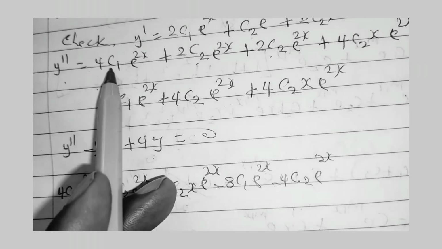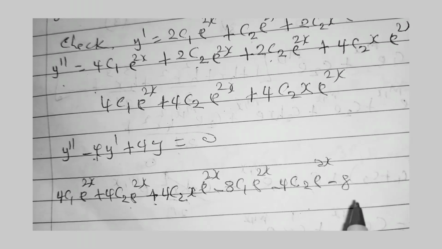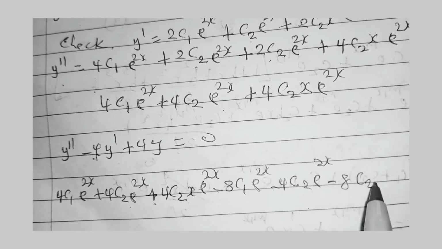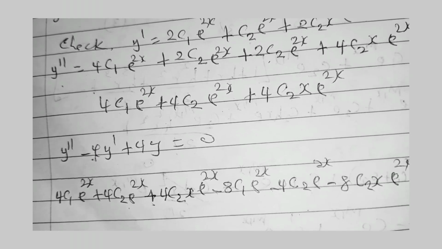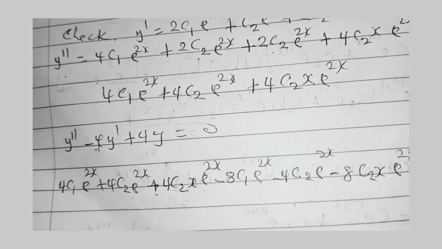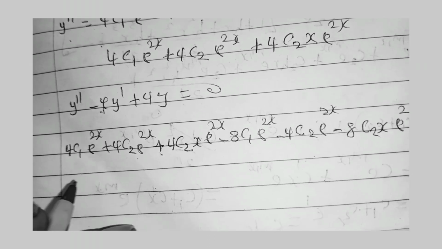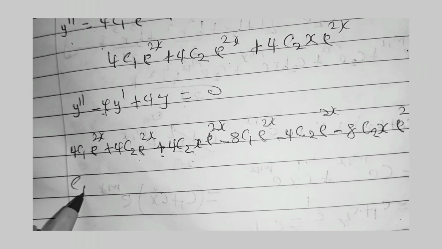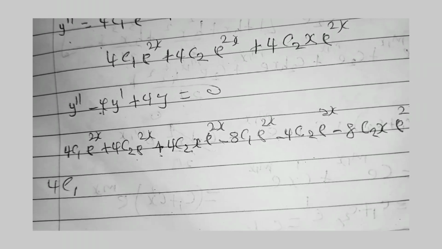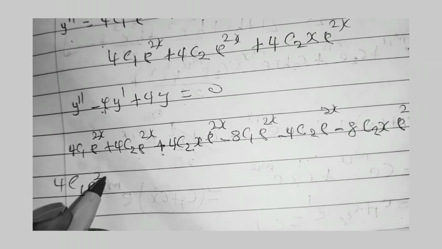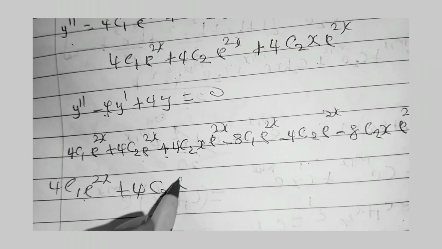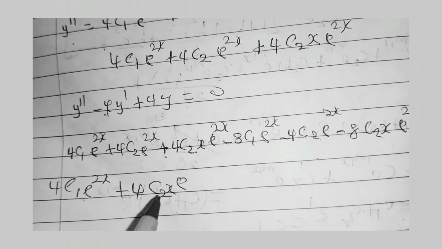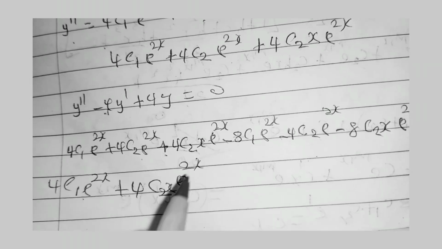Then you have negative 8 c2x exponential 2x, plus the last part, which is 4c1 after multiplying, exponential 2x plus 4 c2 x exponential 2x.